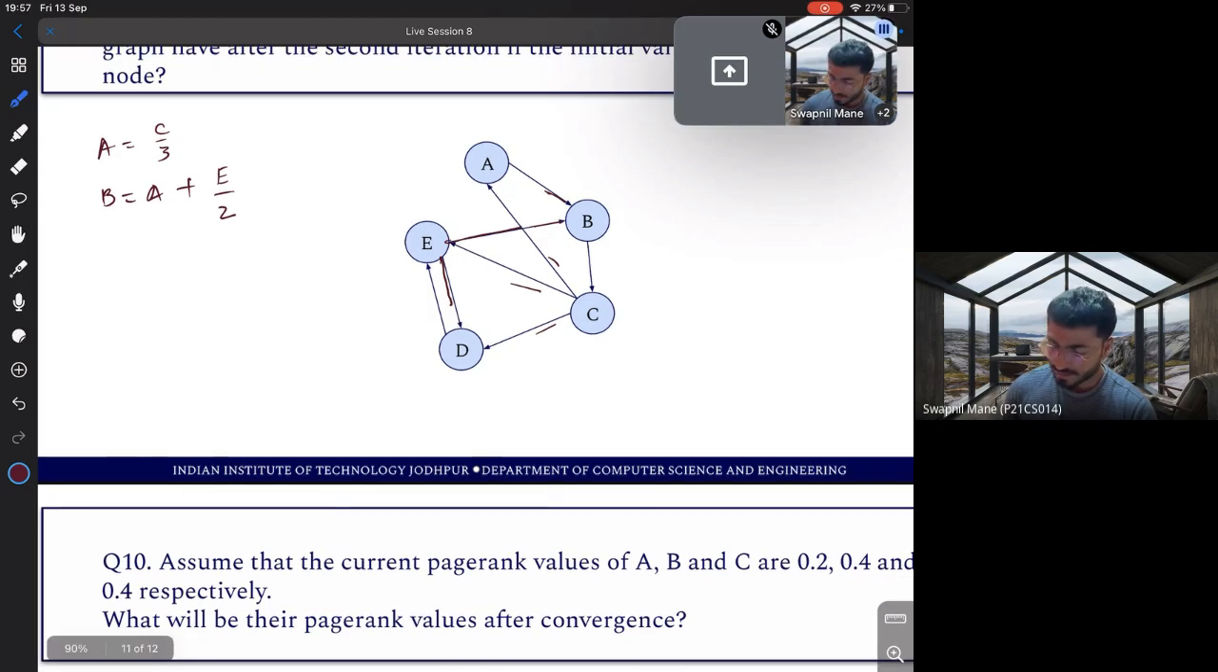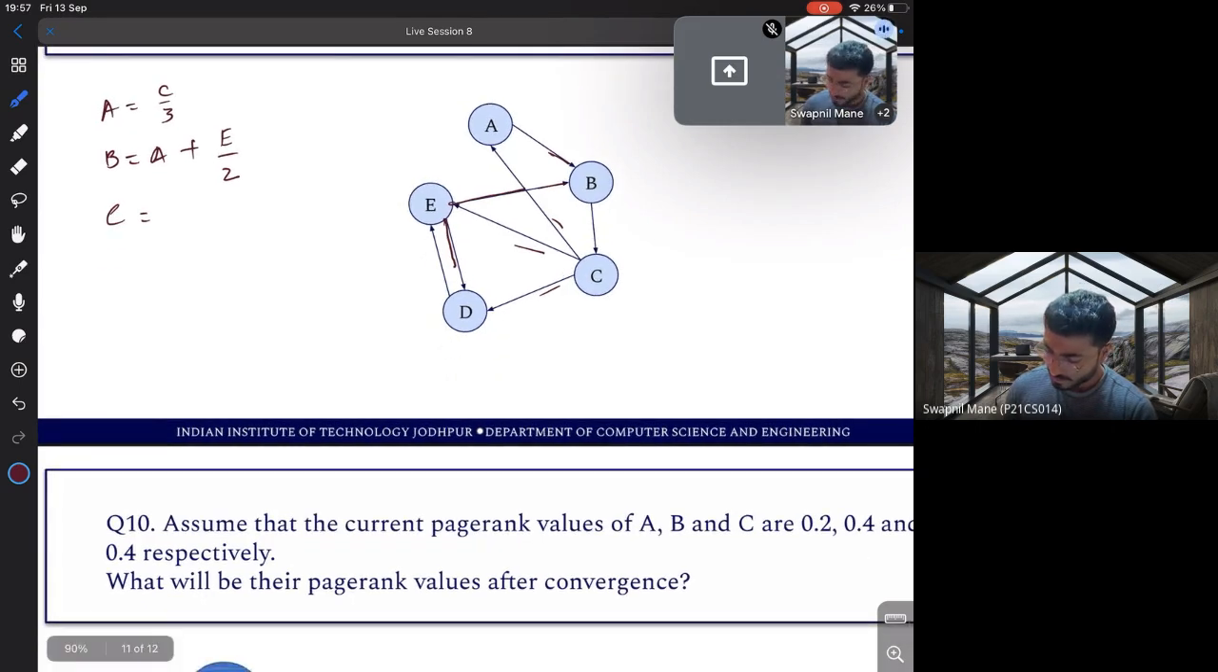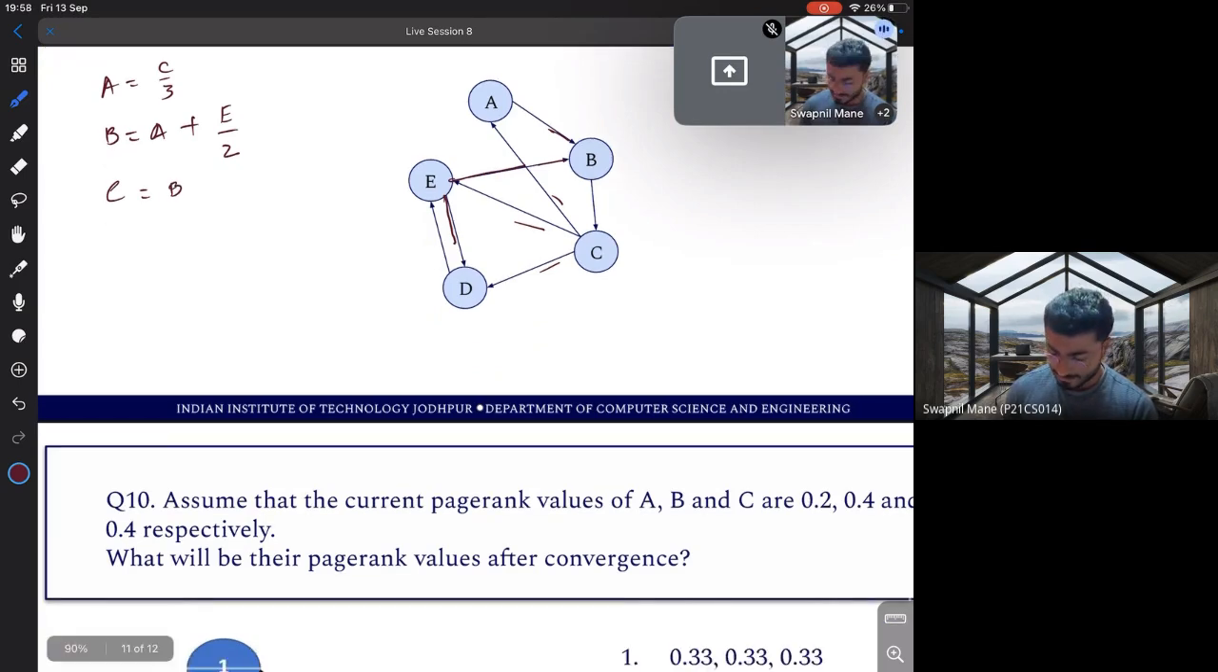So B is updated by two edges, so two values are there, E and E divided by 2. Let's move to the C. C has only one incoming edge, which is from B. But you can see B does not have greater than two outgoing edges, so we will directly consider B as the update value here. Whole B value is assigned to C.